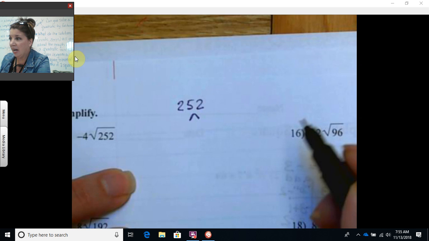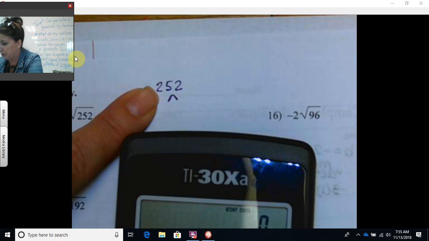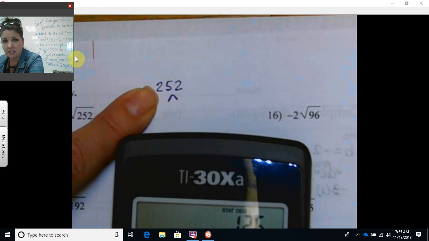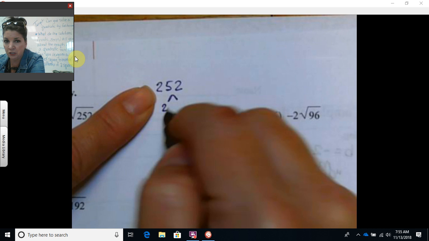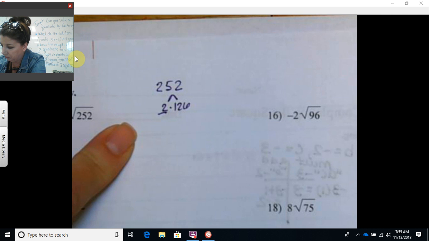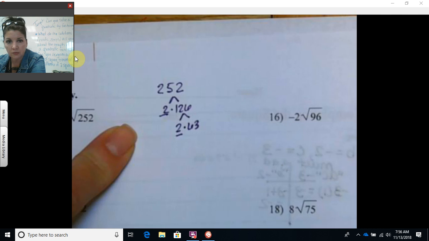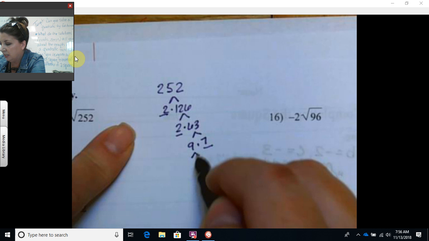I don't know many factors of 252, but I know it's an even number, so it has to be divisible by 2. It is, evenly. So that tells me that 2 times 126 gives me 252. 2's prime. 126 is also divisible by 2. So 2 times 63. 63 is not an even number, so it's not divisible by 2. What can I multiply together to get 63? 9 and 7. 7's prime. And 9, I get 3 times 3.